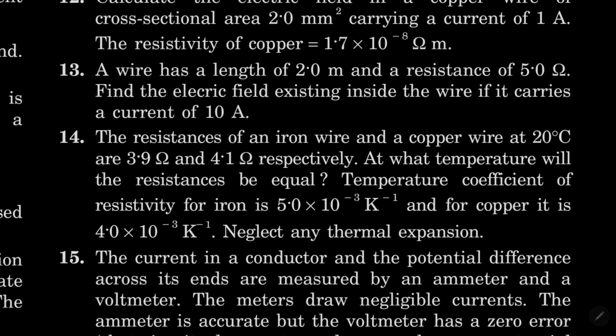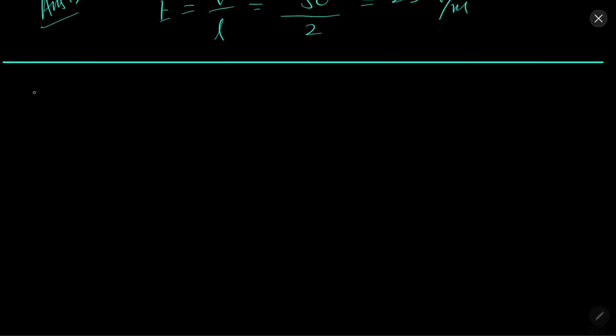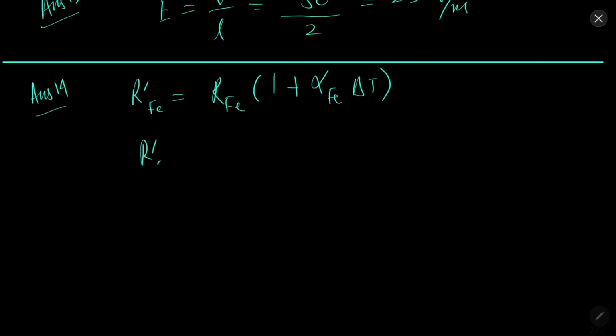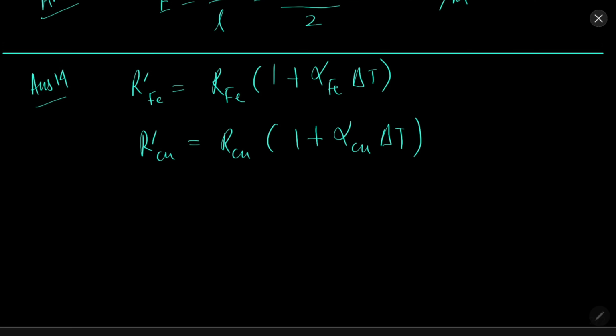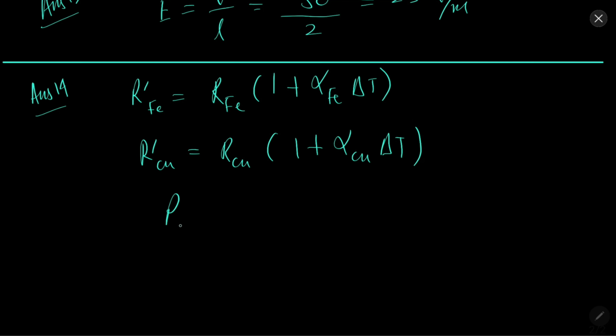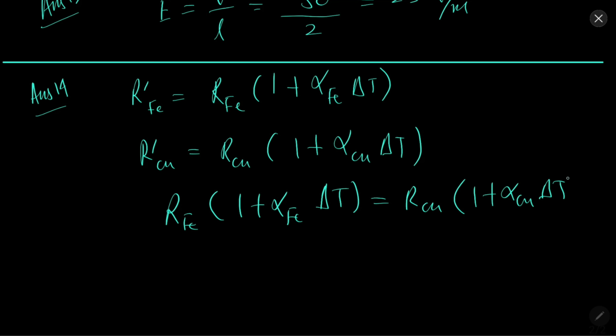In 14, we need to find the temperature at which the resistances become equal. Solution 14. So R'Fe equals R_Fe(1 + α_Fe ΔT), and R_Cu equals R_Cu(1 + α_Cu ΔT). So when we equate them, we will have R_Fe(1 + α_Fe ΔT) equal to R_Cu(1 + α_Cu ΔT). Let's put in all the values.